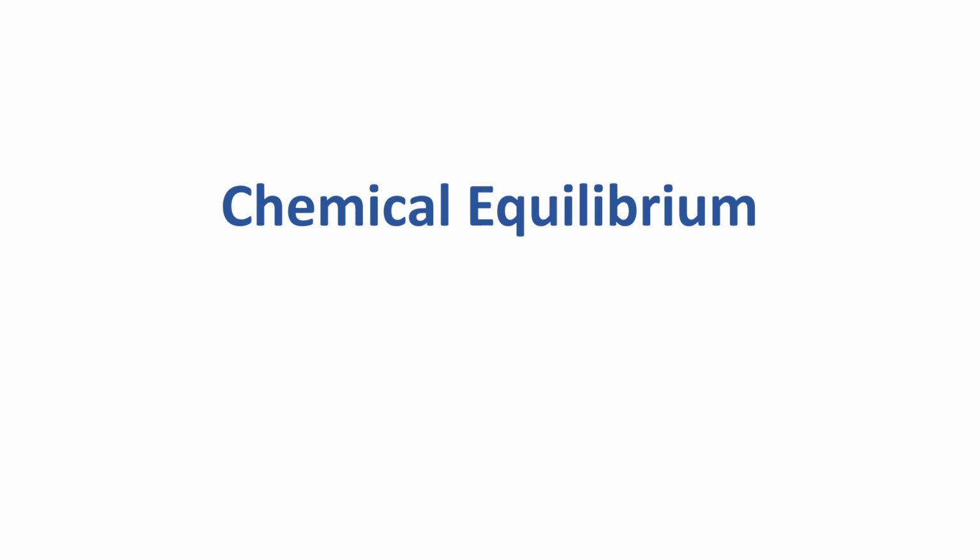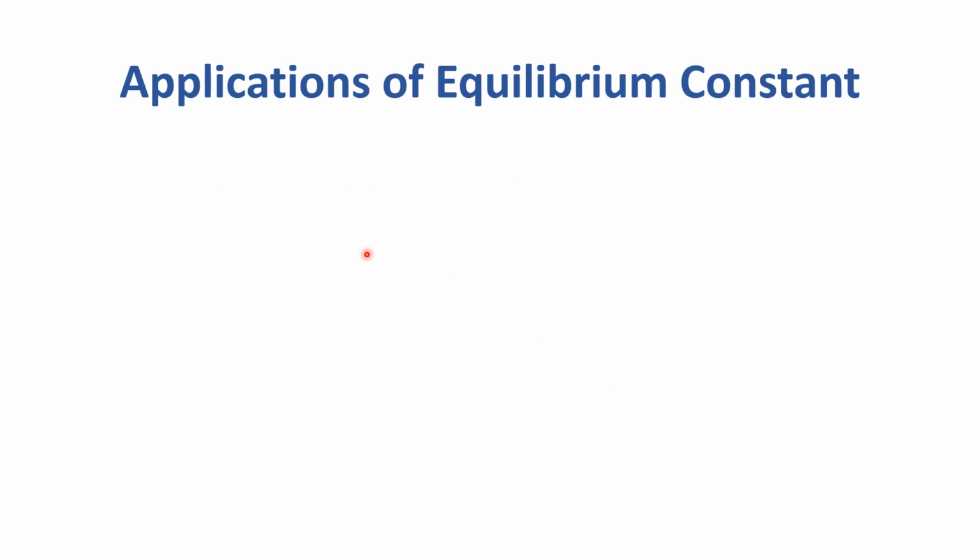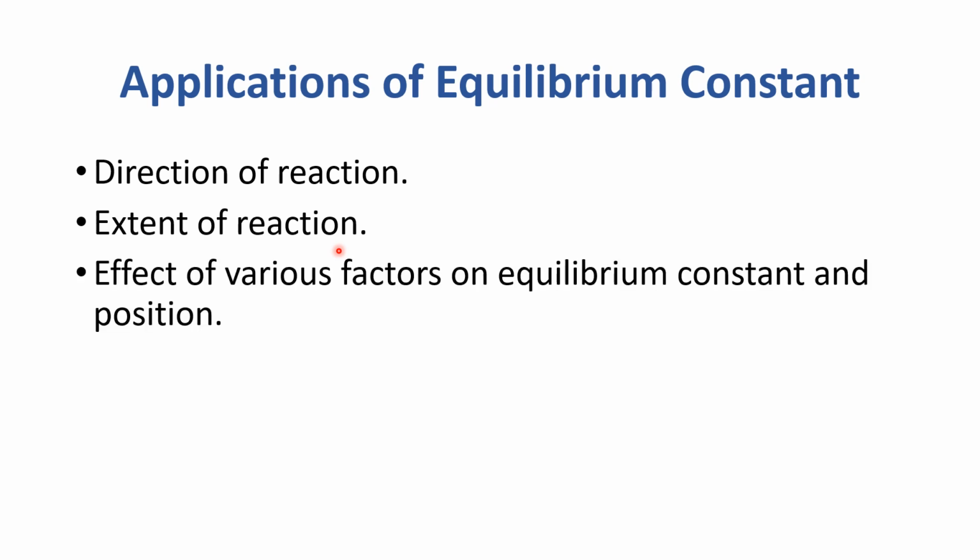The topic we are going to discuss is chemical equilibrium, and the subtopic is applications of equilibrium constant. So under the heading of applications, we are going to discuss direction of reaction, extent of reaction, and effect of various factors on equilibrium constant and position. So first is direction of reaction.